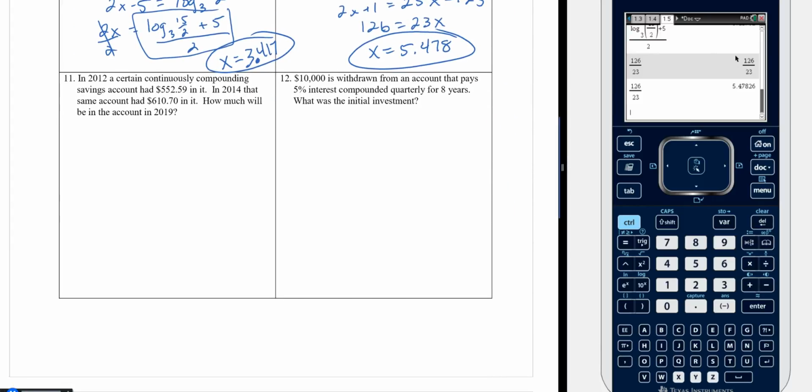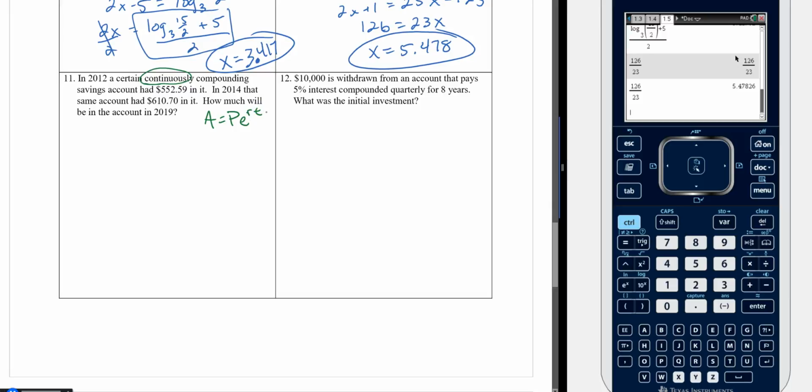Alright, 11 and 12. For 11, in 2012, a certain continuously compounded savings account has 552.59 in it. In 2014, the same account has 610.70 in it. How much will be in the account in 2019? So what we need to know, since it's continuously compounding, is A equals P e to the rt.